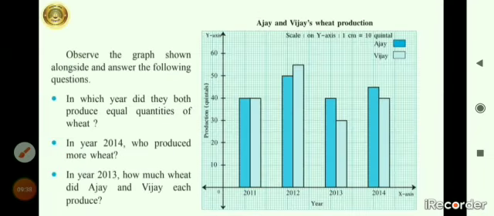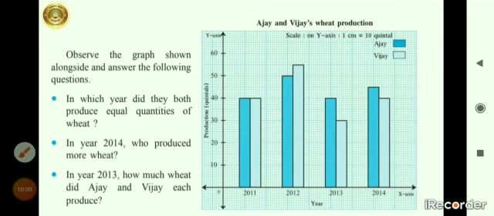Now again come to the example of Ajay and Vijay. Here some questions are given. Observe the graph shown alongside and answer the following questions. That means here we are interpreting the data. First is, in which year did they both produce equal quantities of wheat?